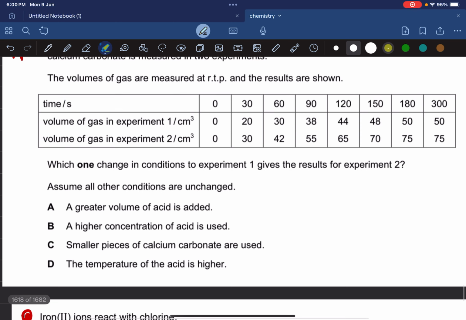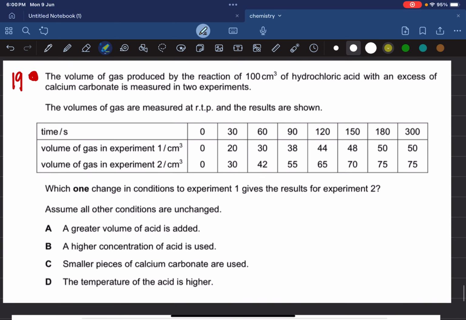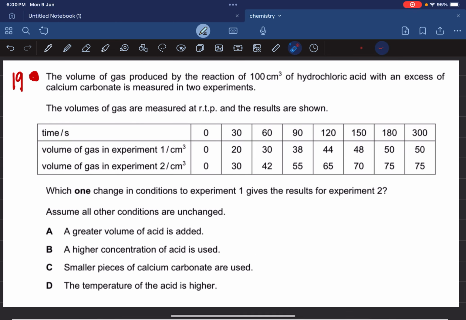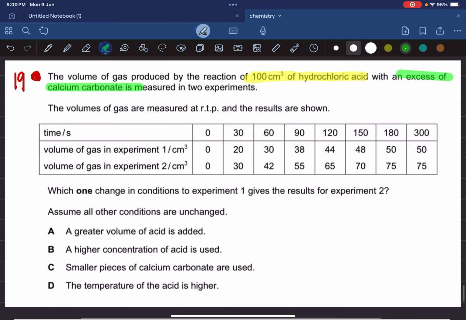Okay. Again, a very interesting MCQ. If you're able to get this right, you're a genius, because these are really the hardcore ones. Okay, volume of gas is produced by a reaction of, each word is very important, 100 cm cube of hydrochloric acid. What is in excess? Calcium carbonate.